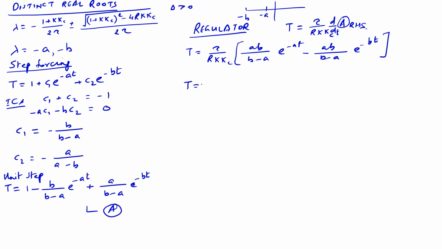and that gives you T equal to tau by r K Kc times ab divided by b minus a, times e to the power minus at minus e to the power minus bt.